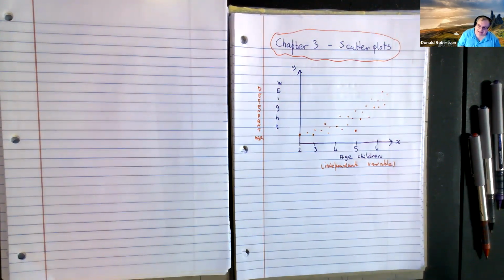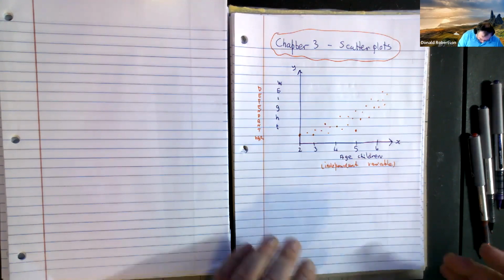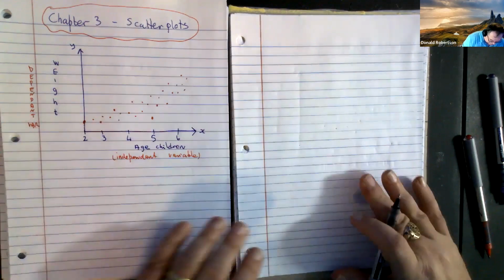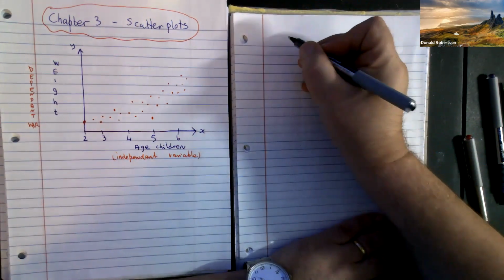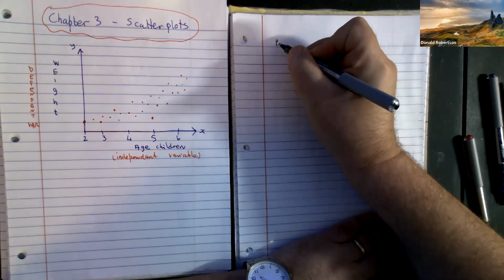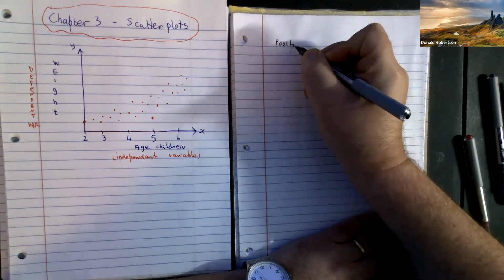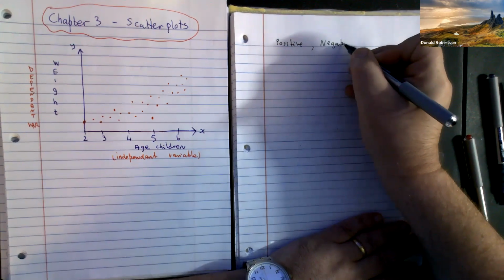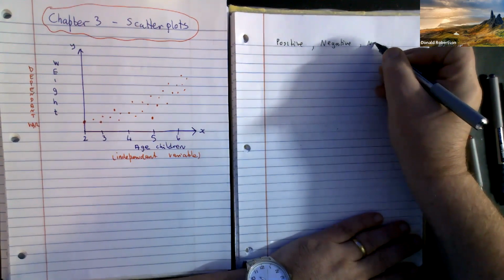Now, if you look at lots of scatter plots, there are certain features that are very common to scatter plots, and we tend to give names to these features. So here is the first feature. Scatter plots can be positive, they can be negative, or they can be neutral.